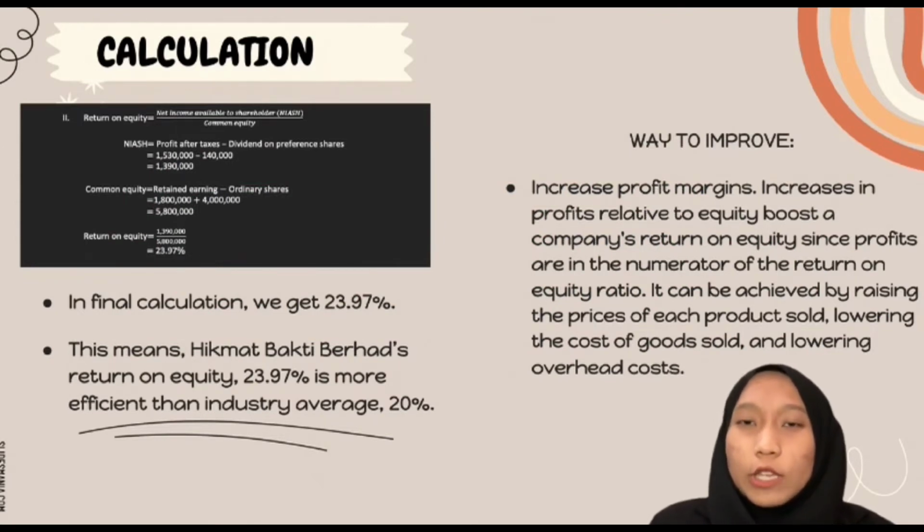The way to improve the return on equity is to increase profit margins. Increases in profit relative to equity boost a company's return on equity since profit is in the numerator of the return on equity ratio. It can be achieved by raising the prices of each product sold, lowering the cost of goods sold, and lowering overhead costs.